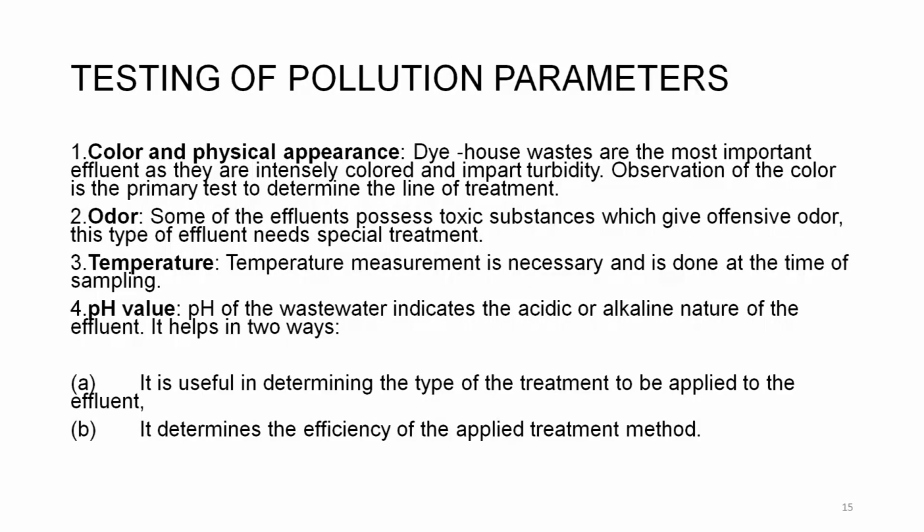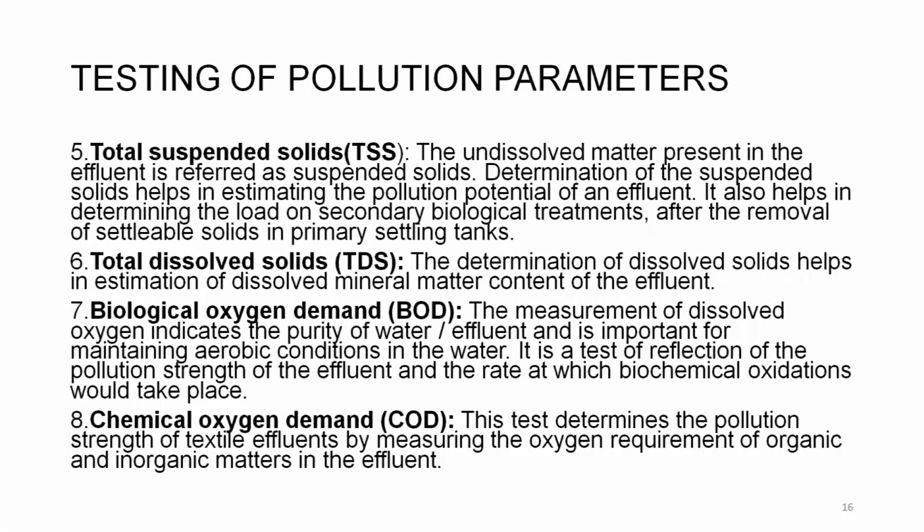pH value. pH of the wastewater indicates the acidic or alkaline nature of the effluent. It helps in two ways. It is useful to determine the type of treatment to be applied to the effluent, and it also helps in determining the efficiency of the applied treatment method.